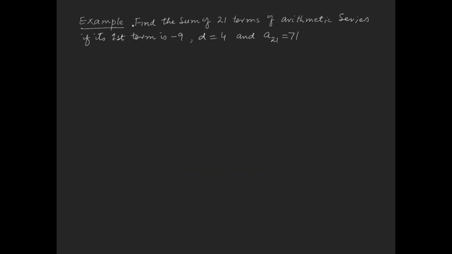The first example is: find the sum of 21 terms of an arithmetic series in which the first term is minus 9, the common difference is 4 and the 21st term is 71. So this means we are given the last term. That is the first term, then second, then third, and so on. And the last term is the 21st term, which is given, this 71. And the first term is minus 9. And the common difference is 4.